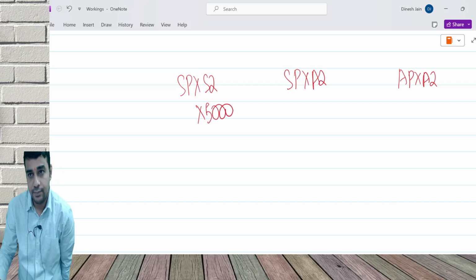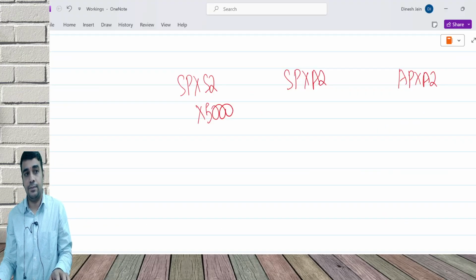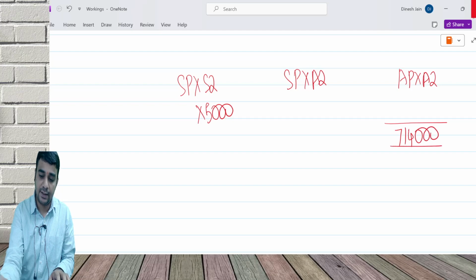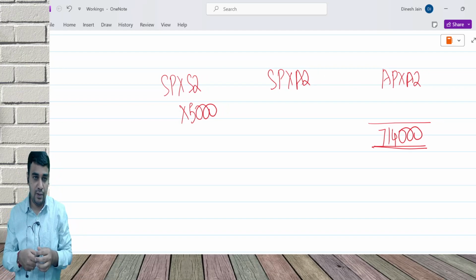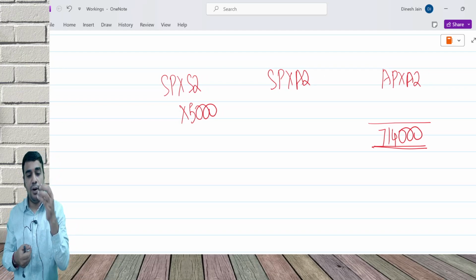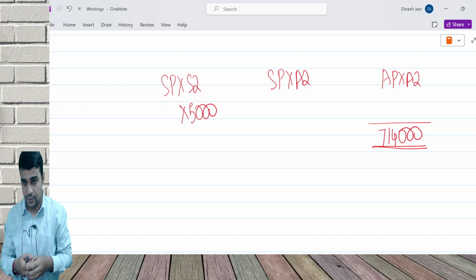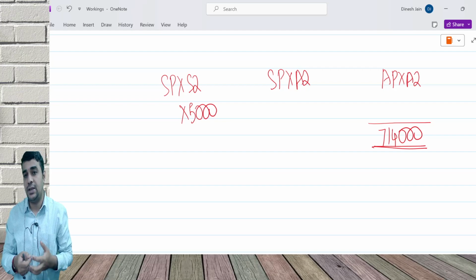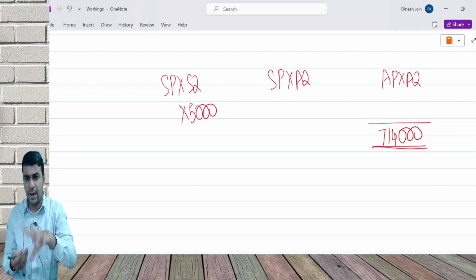What else is there? There's one more information which is there. AP into AQ is, so write 7,14,000. We will try to split this later. Why splitting is that there is some missing information. We'll have to find missing information. I don't know what is AP. I don't know what is AQ, but I know the total is 7,14,000. Why I'll try to split it is some requirement is there in the question. Otherwise, you can directly write 7,14,000 in the top as well as the bottom.